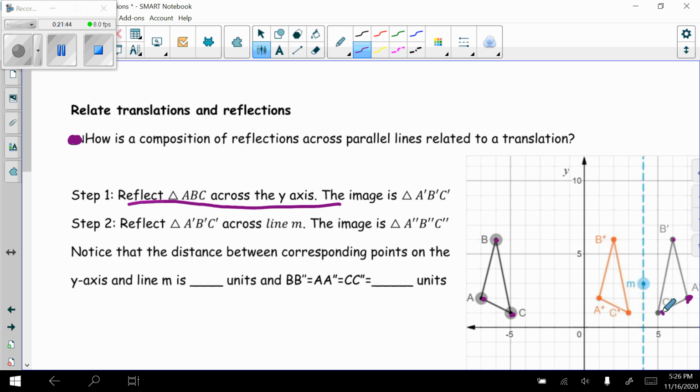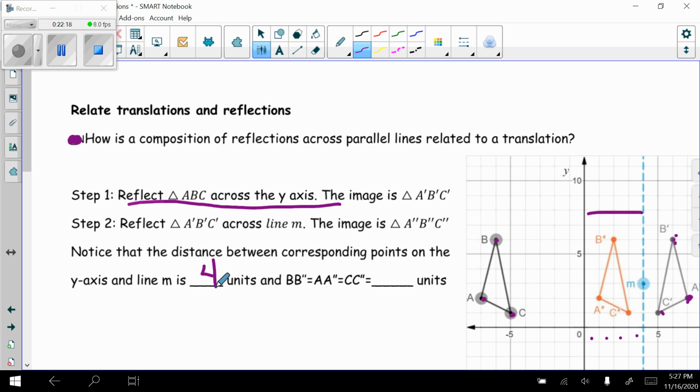So then, to get A'', B'', and C'', I now take this image and I reflect it over line M, and I get A'', B'', C''. So it says, notice the distance between corresponding points on the y-axis and line M. So how far is it from my y-axis to line M? So 1, 2, 3, 4. That's 4 units.